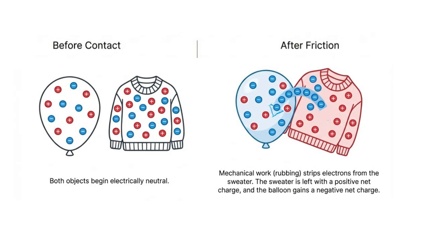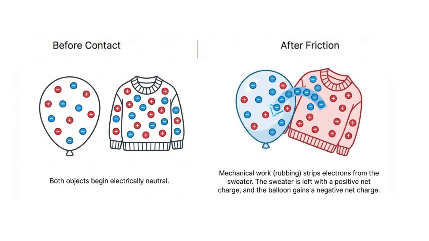Objects start out electrically neutral, meaning they have an equal number of positive and negative charges. When you rub the balloon against the sweater, electrons are transferred from the sweater to the balloon due to the friction. This movement of electrons causes the sweater to lose some of its negative charges, leaving it with a positive net charge. At the same time, the balloon gains those electrons and ends up with a negative net charge.